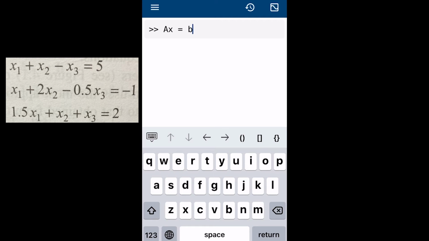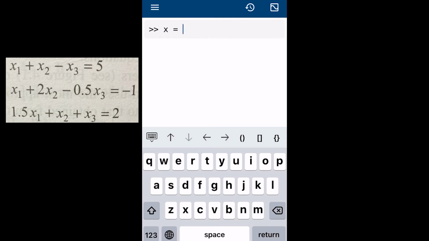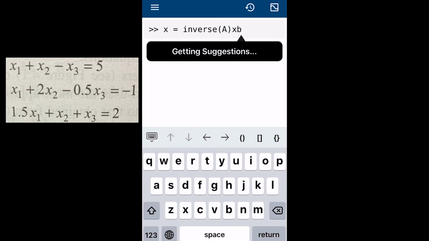Okay, so if you have this type of system, then you can solve it. How you can solve it is, the solution x will be equal to the inverse of A multiplied by B, right? You have already studied that. So how do we calculate the value of x using the inverse?